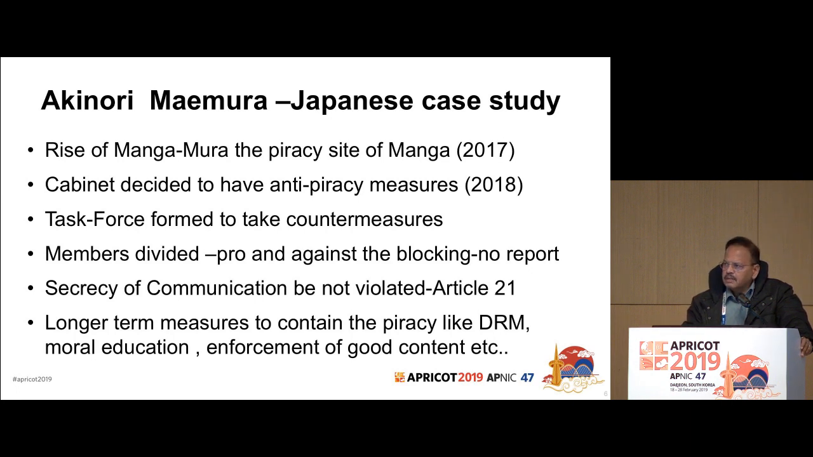So this again raised the issue of the fundamentals of what is available in their constitution, like secrecy of communication, Article 21. The other issue is longer term measures to contain piracy, like using DRMs, moral education, and enforcement of good content. These things gave rise to fresh thinking in society, and they concluded that secrecy of communication will not be violated. Whatever the content, it needs to be handled in some other way around.